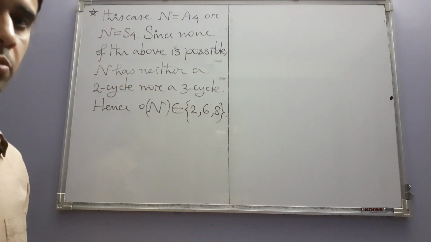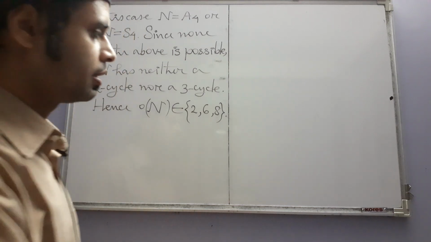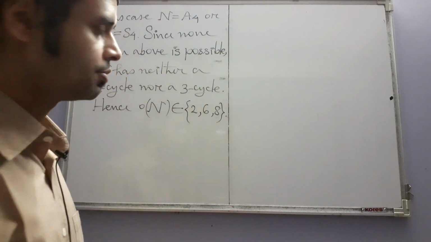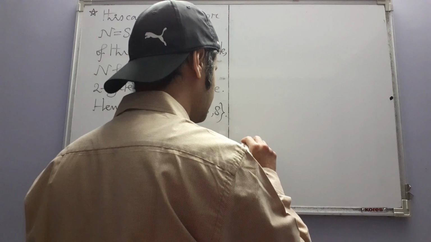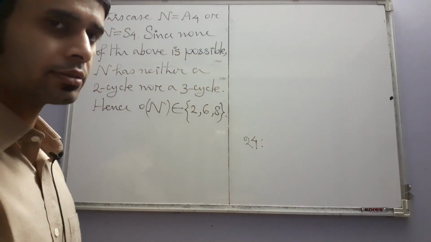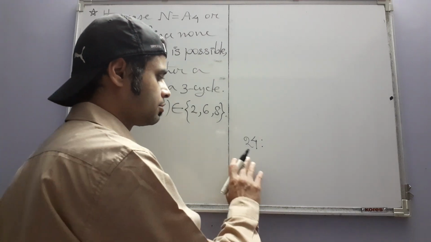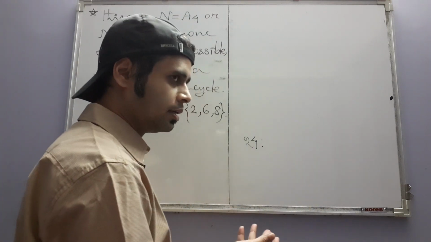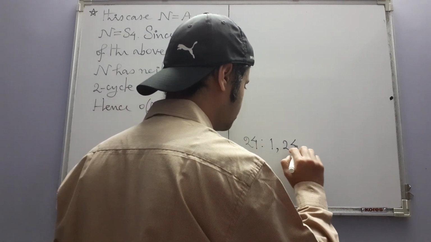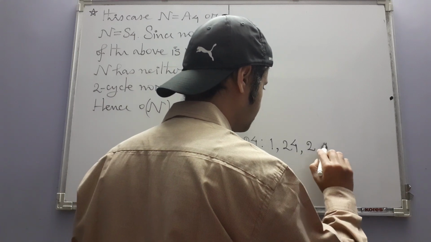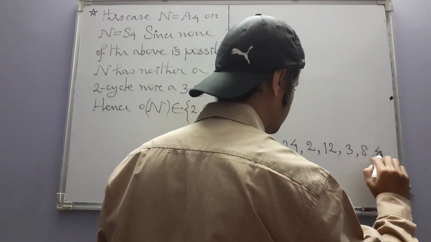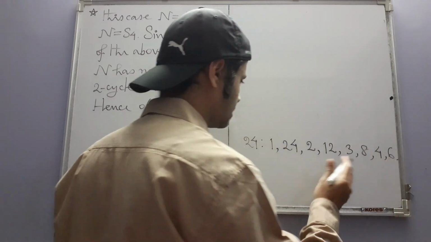Now forget for a moment the restrictions put on N. You just consider the fact that N is a subgroup of S4, and S4 has order 24. So we are just going to take the help of Lagrange's theorem first. The order of N should be a divisor of 24. Now these are the positive divisors of 24: 1, 24, 2, 12, 3, 8, 4, 6, and that's all.